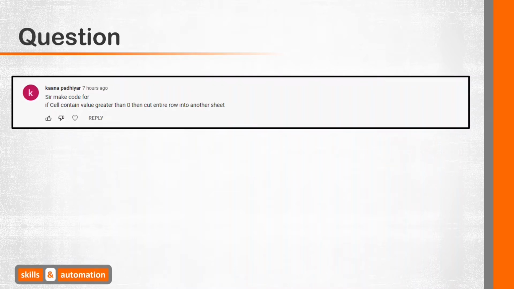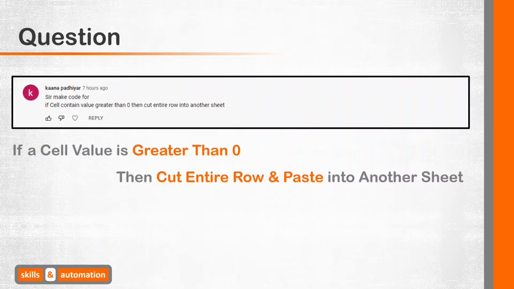Let's look at the specific problem statement. If a cell value is greater than 0, then we need to cut the entire row and paste it into another sheet. Before we begin with the solution, I will make some additional assumptions so that we are clear about the scope of our solution.